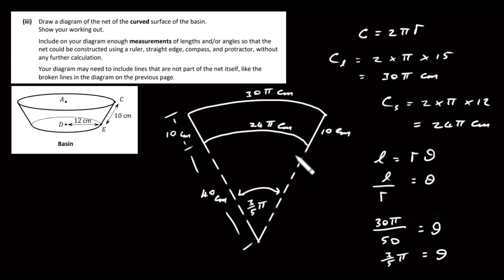I think that's about enough information. With that information, you should be able to draw this net of the basin, the curved surface area of the basin. So let's move on to the next question.